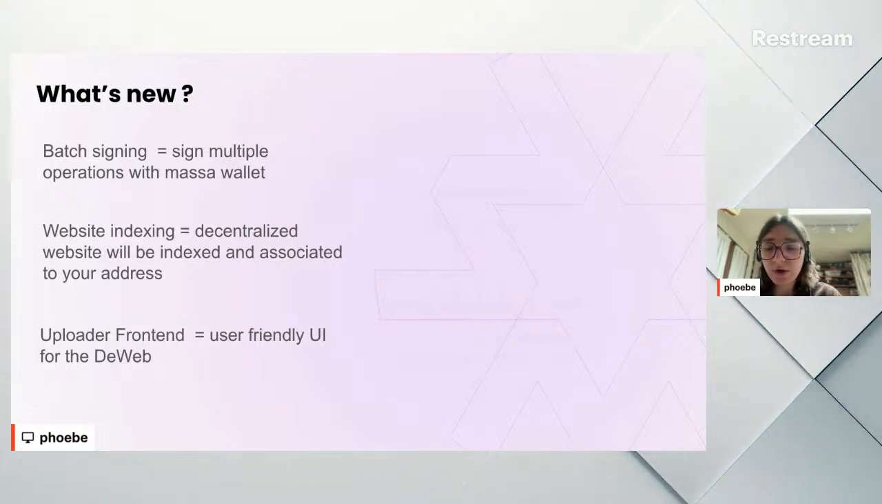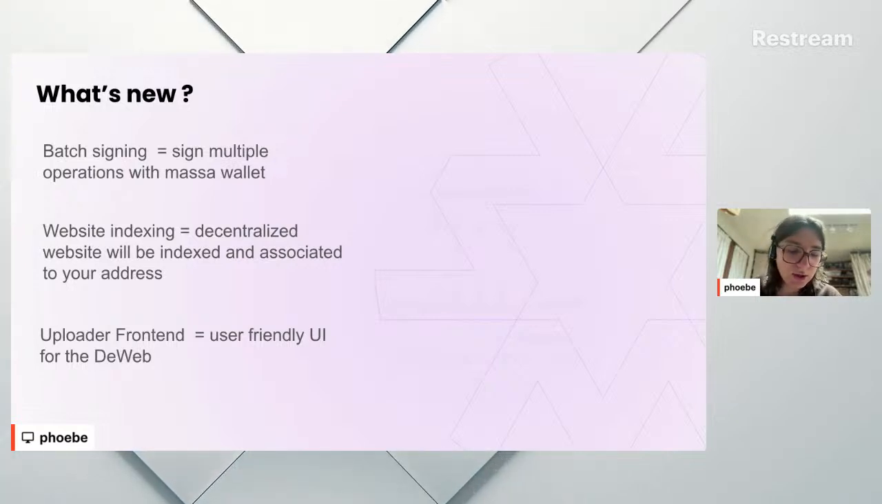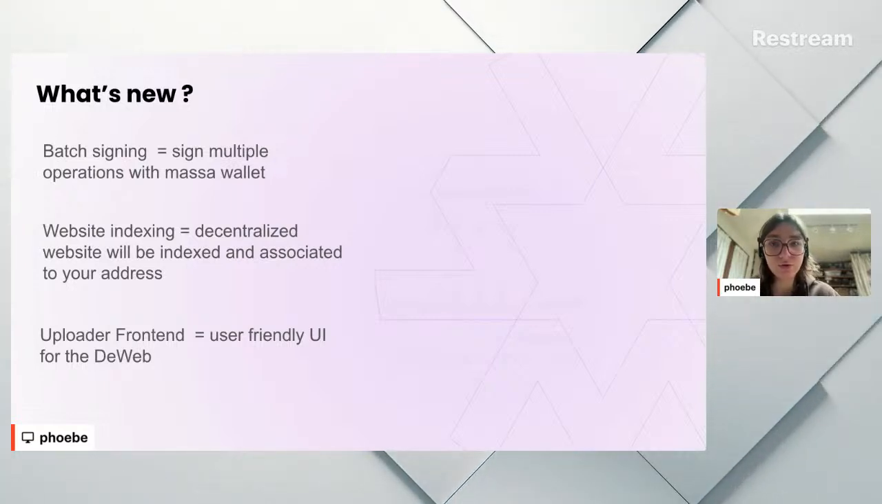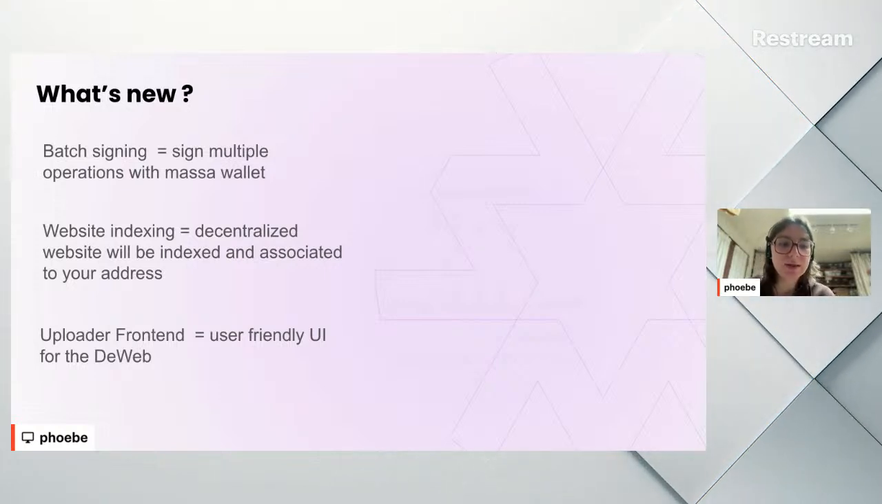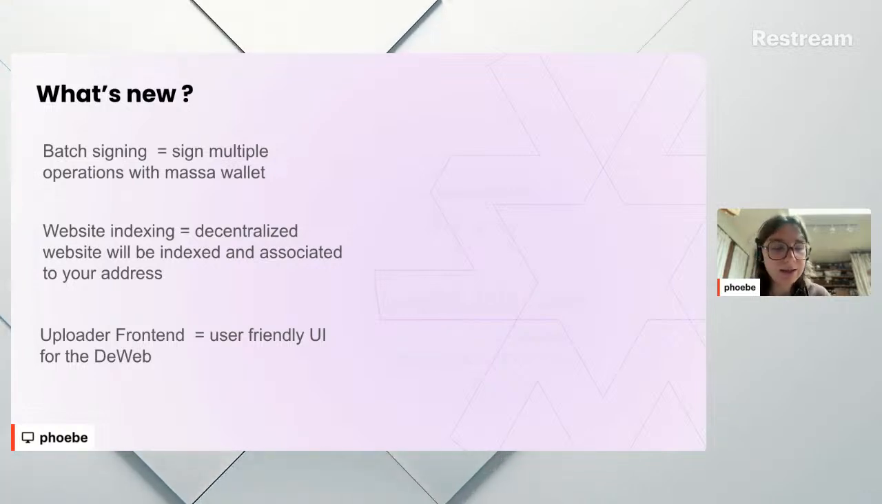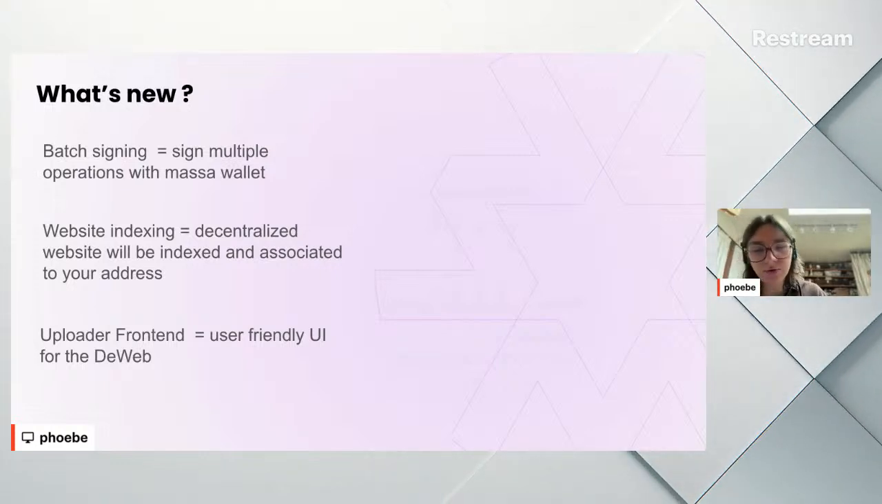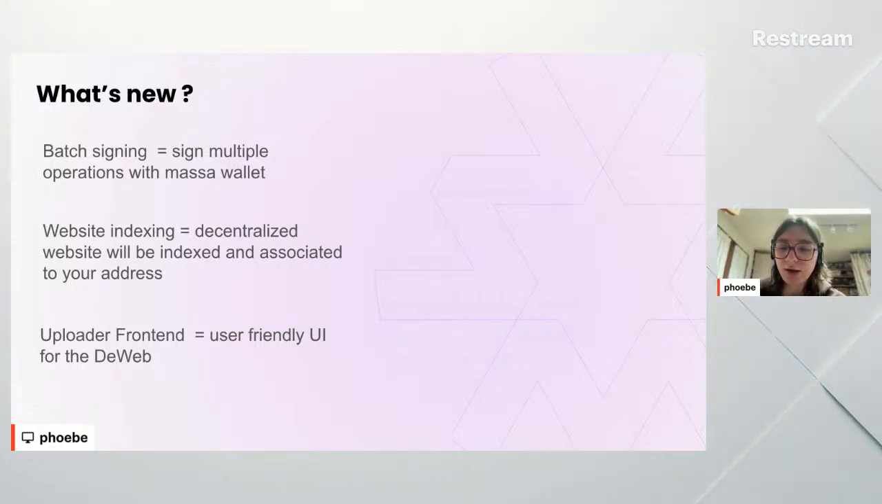And for the final update, some team members have been working on the uploader front end. As I've been saying, this is one of our most anticipated features because it's going to let users drag and drop a website and upload it to the DWeb. You're going to be able to mint a Massa Name Service, so an MNS. If you don't know what that is, you can go check it out at MNS Massa, or you can ask questions about it. Essentially, it's going to be a really easy flow, one click upload. And I really believe it's going to be very useful.